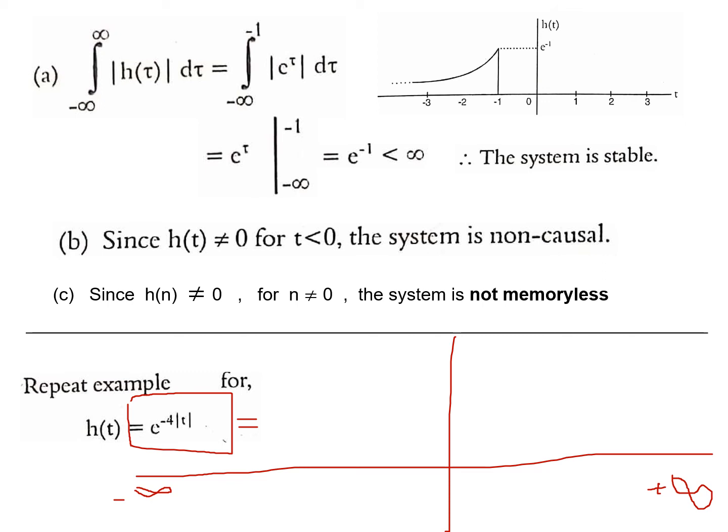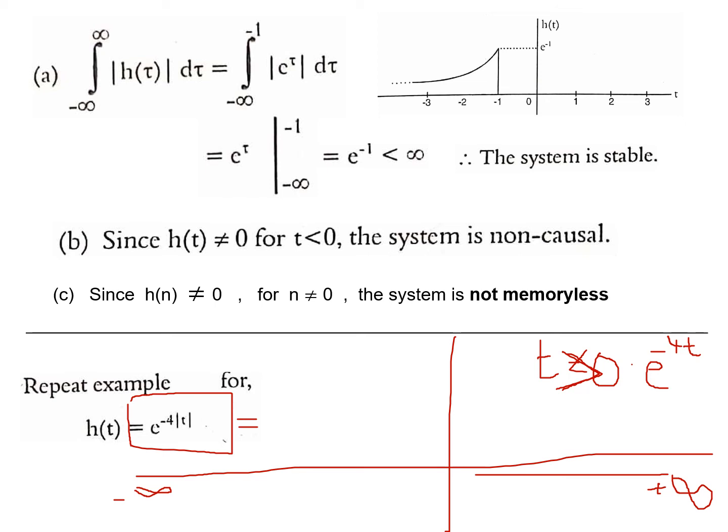Now, when t is positive, for t greater than 0, anyway t is positive, no? This modulus sign has no meaning for t greater than 0. Ignore that. For t greater than 0, the equation is e power of minus 4t, because anyway t is positive. This is the graph for t greater than 0.